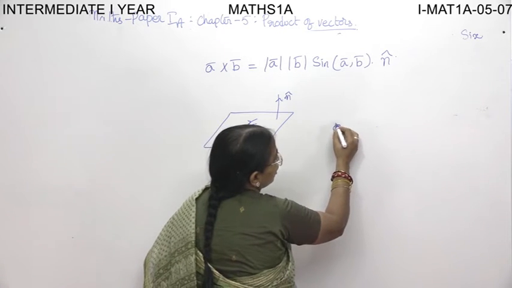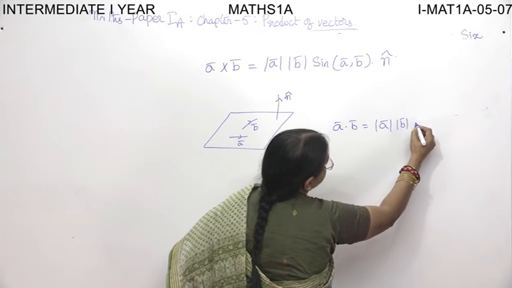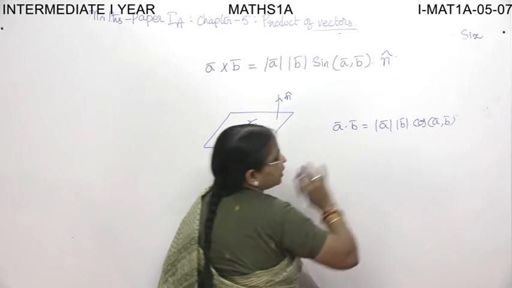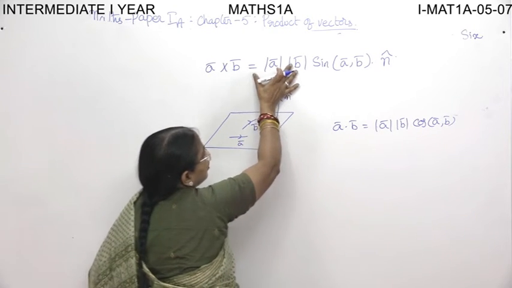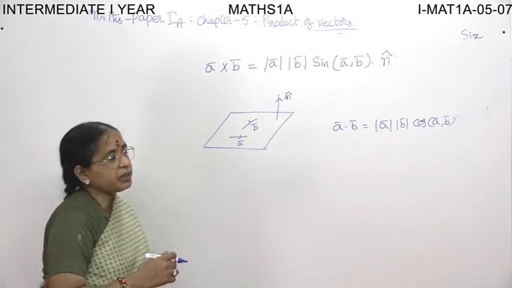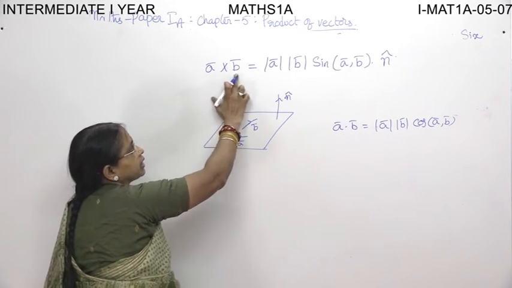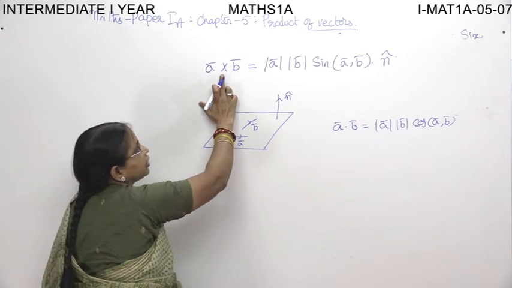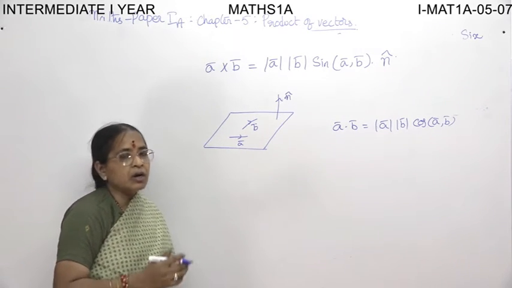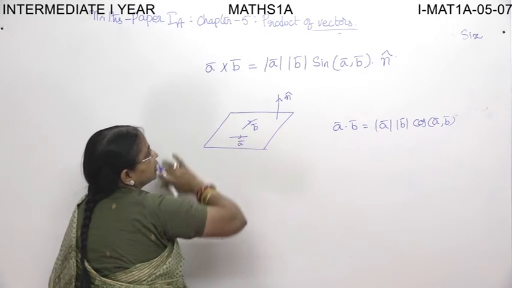You have learned the dot product: A dot B is equal to mod A into mod B into cos of angle between A and B. This is just a number, but here it is a vector. All this is a number, but into n cap vector is there. Because it is a vector, it is called a vector product between the 2 vectors A and B. Because we denote it by this cross symbol between them, we also call it the cross product. So this is the definition, learn by heart.